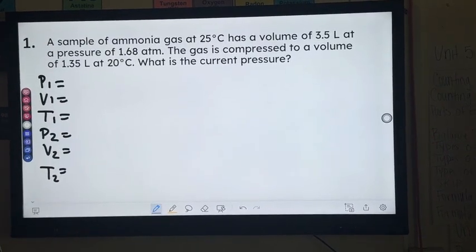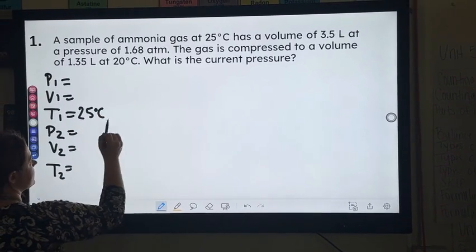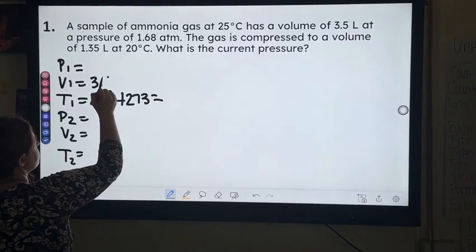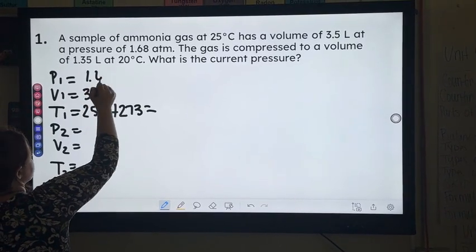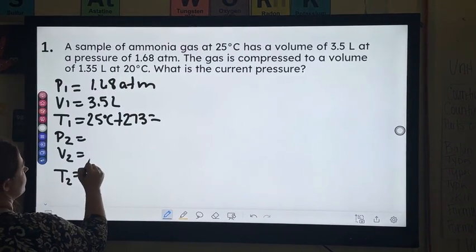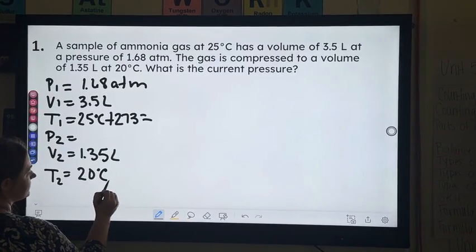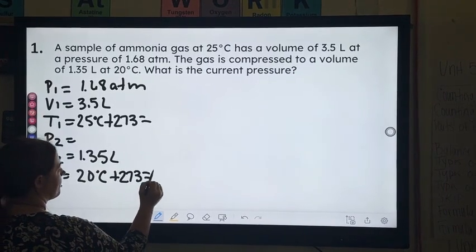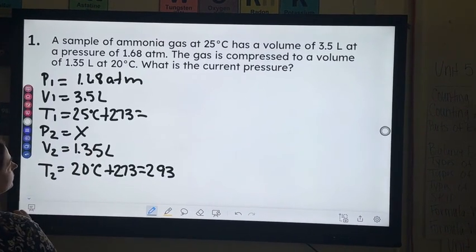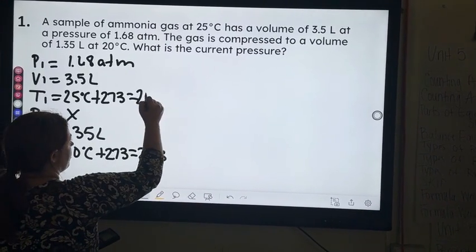And let's fill it in. A sample of ammonia gas at 25 degrees Celsius, okay, I know I don't want Celsius, so I have to add 273, has a volume of 3.5 liters, and a pressure of 1.68 atm. The gas is compressed to a new volume of 1.35 liters at 20 degrees Celsius. So I see Celsius, I need to add 273 right off the bat. And then I'm solving for P2, okay? So 273 plus 25 is 298, okay?